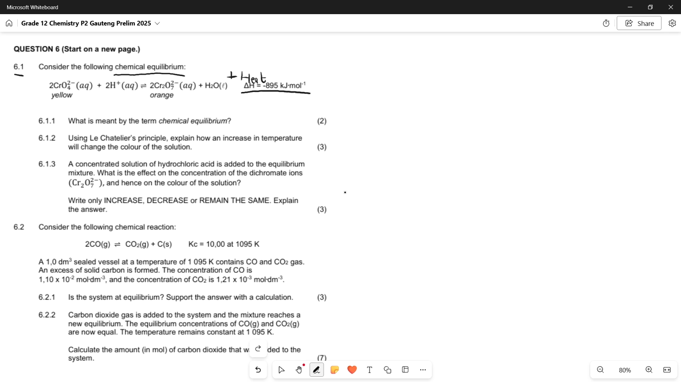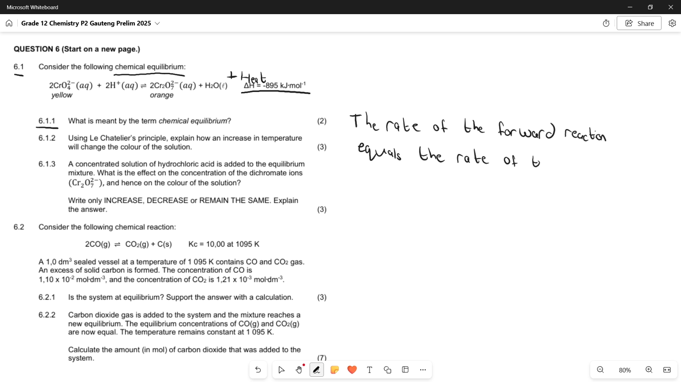Because this leads us into 6.1.1, where it says what is meant by the term chemical equilibrium. And for 2 marks, it is when the rate of the forward reaction equals the rate of the reverse reaction. That means the forward reaction equals the reverse reaction, which means as these ones over here form new products, these ones over here break down to form the reactants at the exact same rate. And this would earn us 2 marks over here.